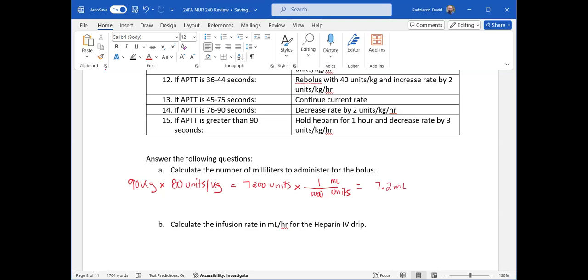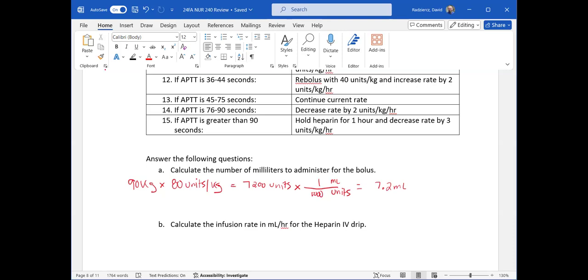The only thing that really changes with this initial bolus question is the patient's weight. Whatever the patient's weight is in kilograms, times 80, divided by 1,000. That will give you the initial bolus as long as you're following the standard heparin protocol.